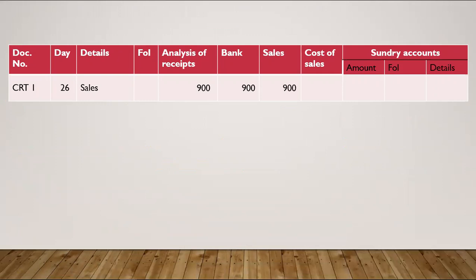Whenever sales are affected, please note that you need to write the cost price of those goods under cost of sales. So we know that the total cost price of all goods was 2,100. Only 1/3 of the cost price will come to CRJ. And how much is 1/3 of 2,100? 2,100 divided by 3? That will be 700. So under cost of sales, you'll have 700. This doesn't affect debtors ledger because it's not a credit sale.